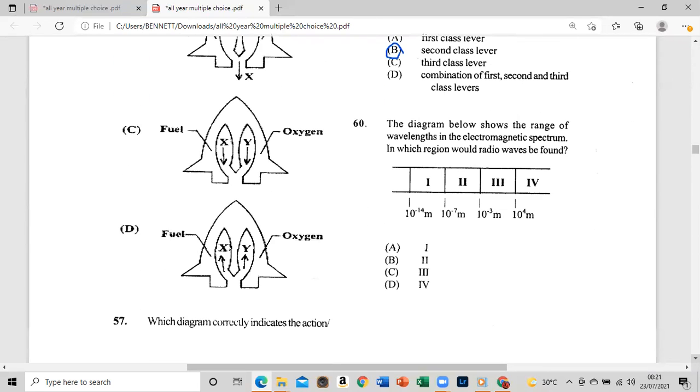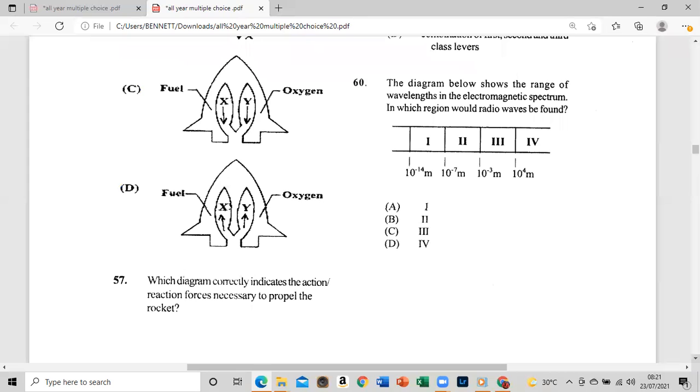Number 60, the diagram below shows the range of wavelengths in an electromagnetic spectrum. In which region would the radio waves be found? Is it 1, 2, 3, or 4? And that is right here. So that is D.